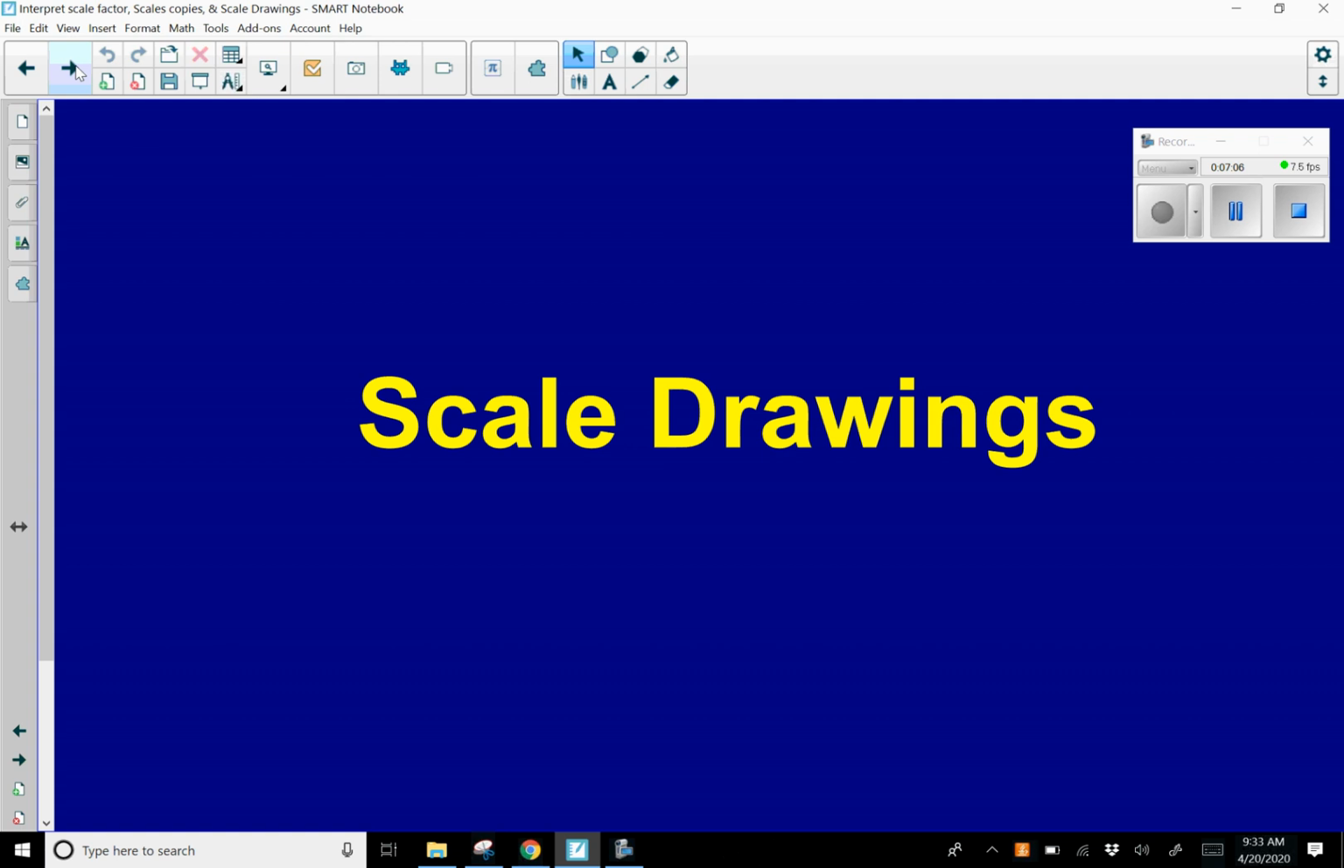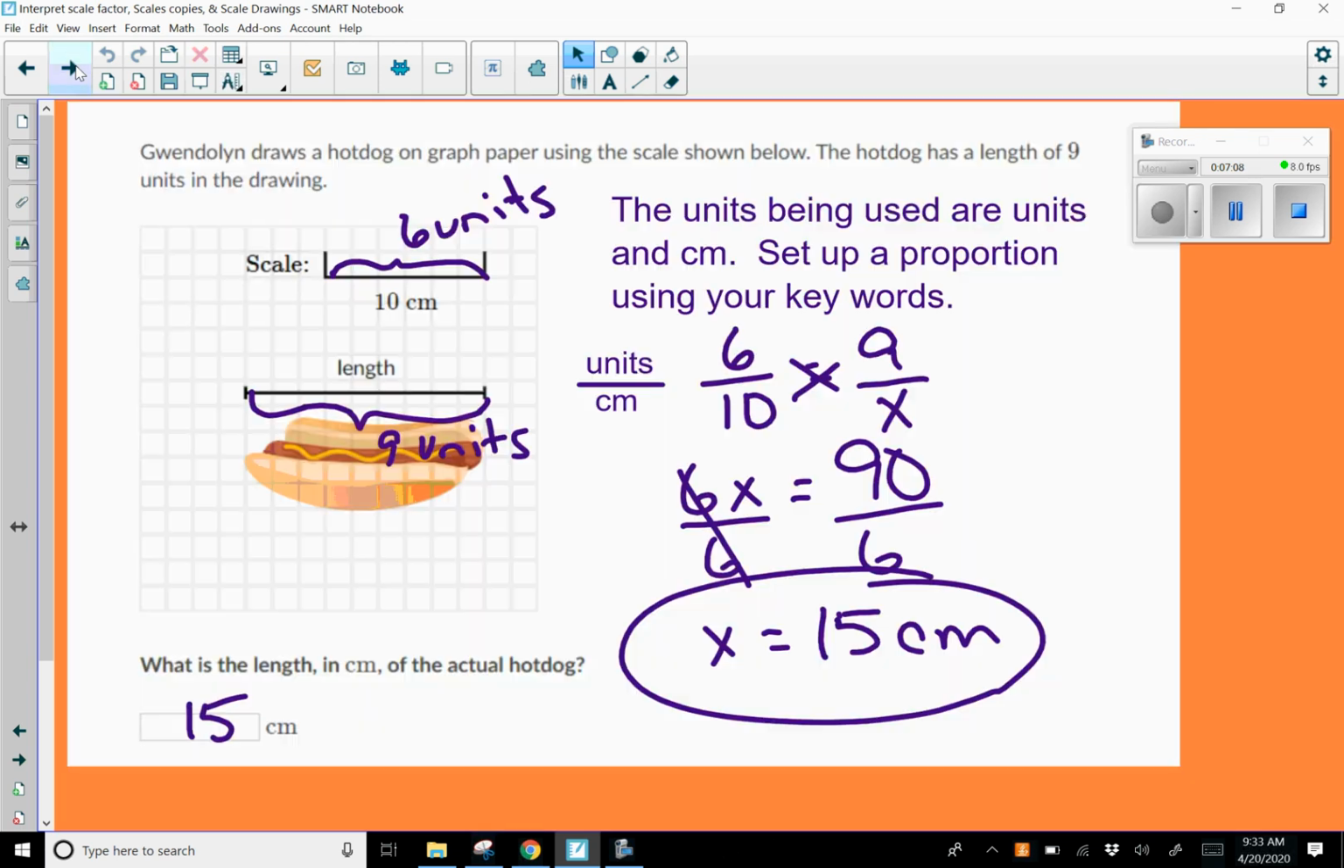Okay, and the last skill for this week is scale drawings. Let's do a few of these together. It says Gwendolyn holds a hot dog on graph paper using the scale shown below. The hot dog has a length of 9 units in the drawing, which you can see I wrote out here, 9 units. What is the length in centimeters of the actual hot dog? So the 2 units being used here are grid units, so units on the grid, and centimeters. They give you the scale at the top. They tell you that 6 units is equivalent to 10 centimeters.